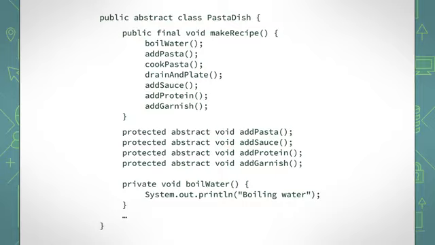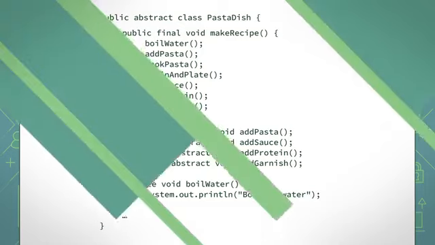The makeRecipe method is our template method. You will notice that this method is marked as final. In Java, the final keyword means that the method declared cannot be overridden by subclasses. This means that neither specific dish subclass can have its own version of makeRecipe. This ensures consistency in the steps of making the dishes and reduces redundant code.